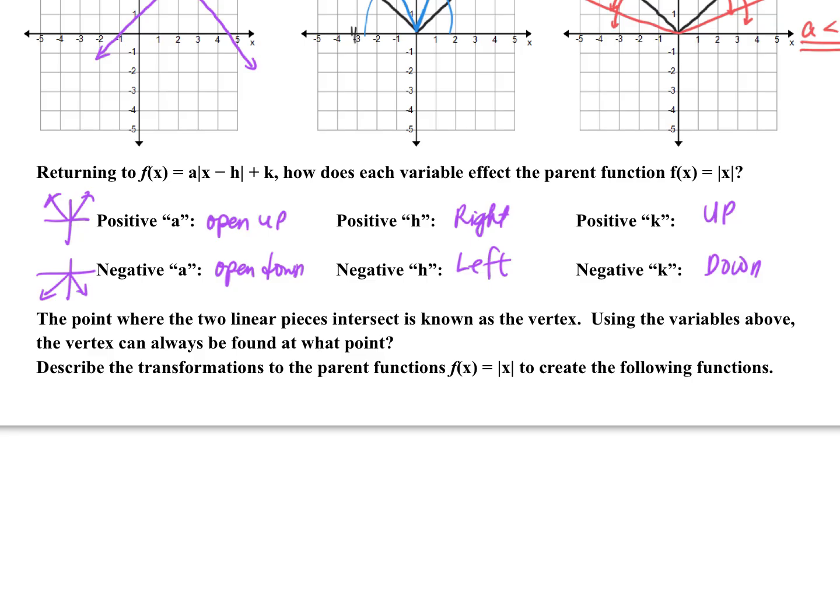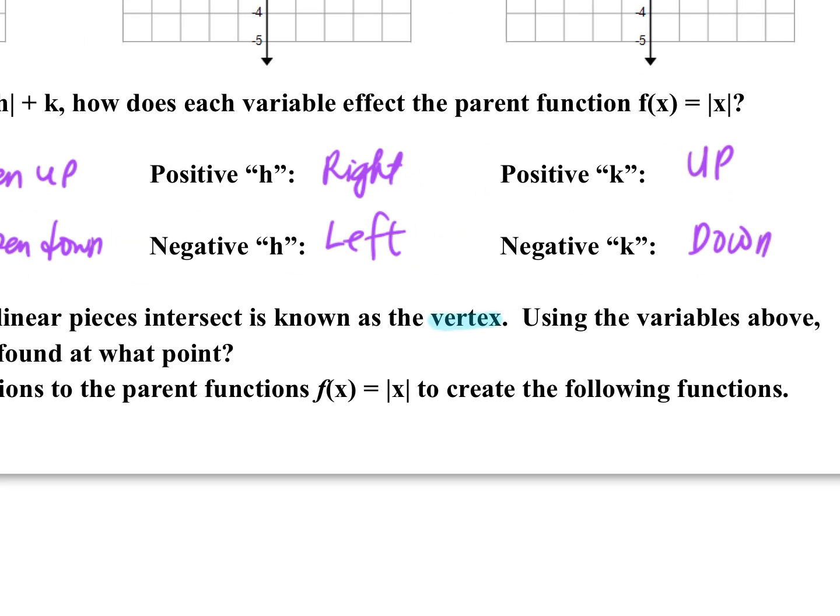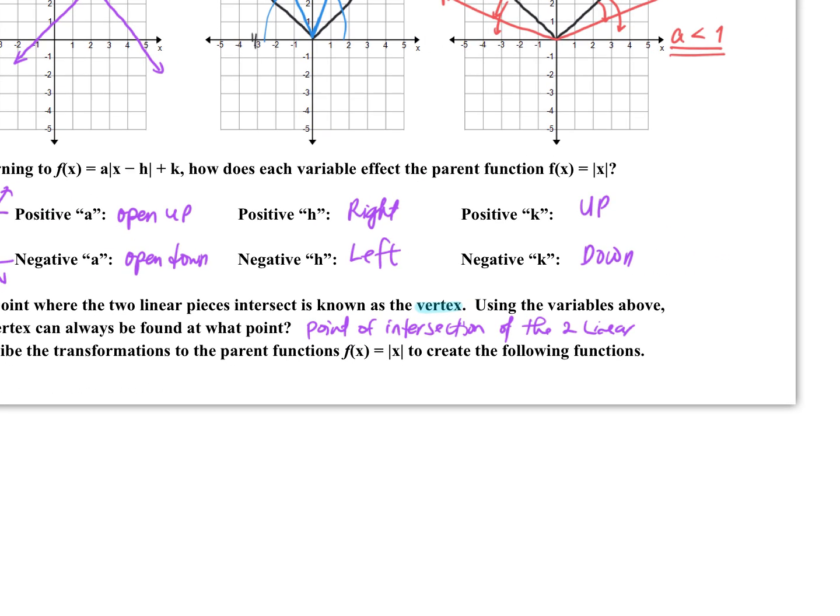The point where the two linear pieces intersect is known as the vertex. Using the variables above, the vertex can always be found at one point. What point? It's the point of intersection. You can always find the vertex at the point of intersection of the two linear pieces.